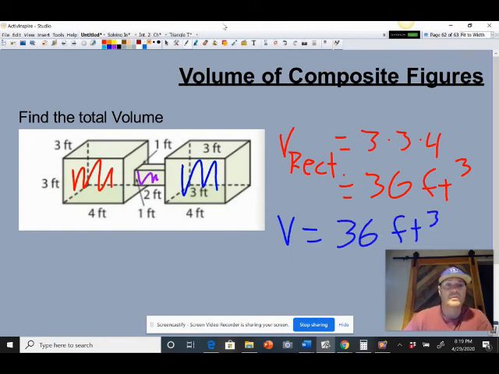And then we've got this purple one here. And this purple one is also a rectangular prism. Oops. That should be purple. And that's a height of 1, a width of 1, and a length right here of 2. So this is 1 times 1 times 2.